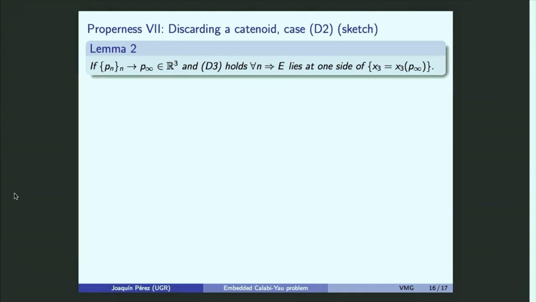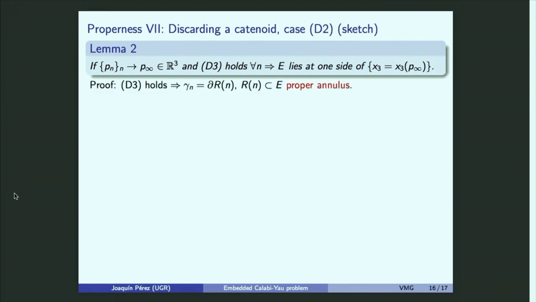When you say D3 holds, you mean it doesn't occur? D3 holds means that for every n, gamma n encloses just one end. And so you're assuming that doesn't happen? That happens. Oh, okay. That happens. It doesn't not happen. Happens. Okay? Trust me.